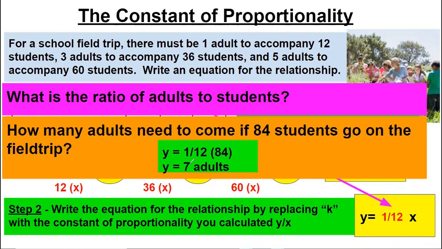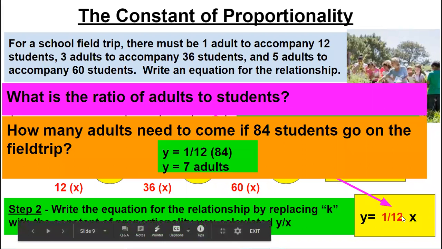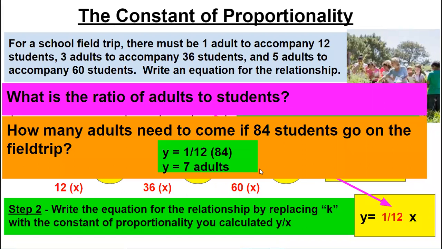So that's where this 7 comes from. You multiply 1/12 times 84. So you'll need 7 adults on this field trip. So that's why an equation is a good deal, because once you can establish an equation, you can plug in any number of students and figure out exactly how many adults you need to go along on the field trip pretty easily. So that's why equations are useful.